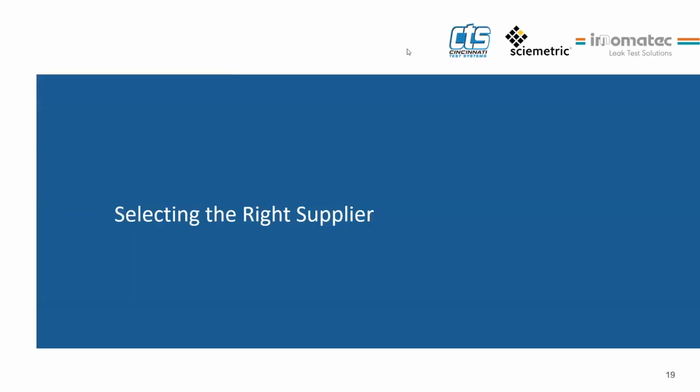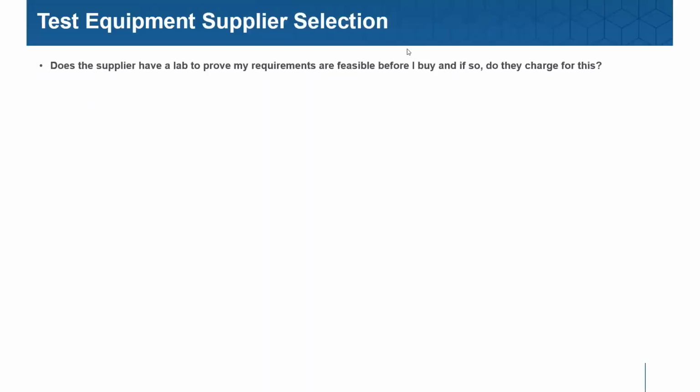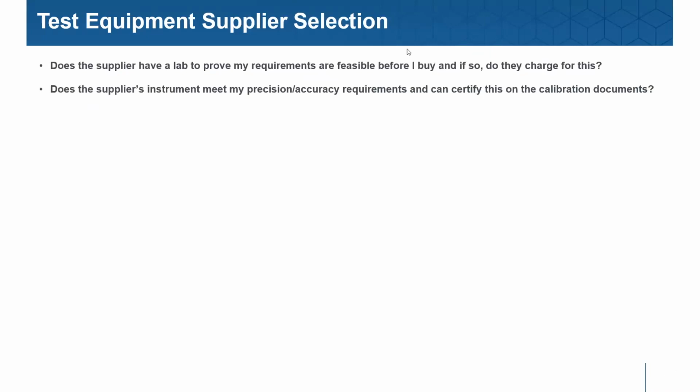This is the last slide, selecting the right supplier, just things to ask yourself. Do they have a feasibility lab? Can they test parts for me? Or am I going to be solely responsible for determining if this can even be tested? Do I have to buy the instrument from them and then prove it out on my own? Does the instrument that the supplier is providing have the precision and the accuracy capability that I need or want? That's a question you want to ask yourself early in the process.